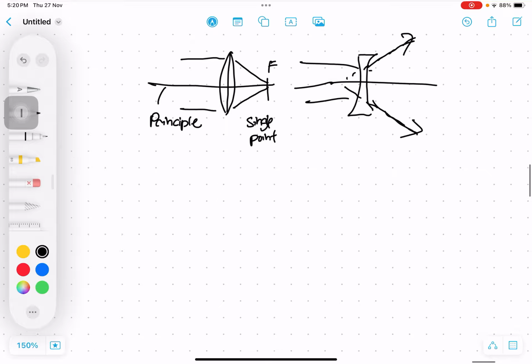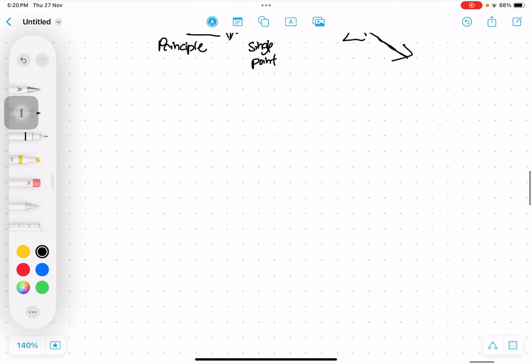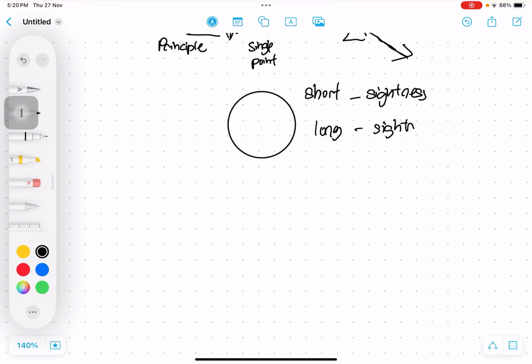Okay, but usually questions don't just stop over here. You usually start from your eye. So what type of spectacles do we need to wear when we have short sightedness or long sightedness? The important part is the word sightedness. Sightedness means the ability to see. So short sightedness is the ability to see short distance, and long sightedness is the ability to see long distance.